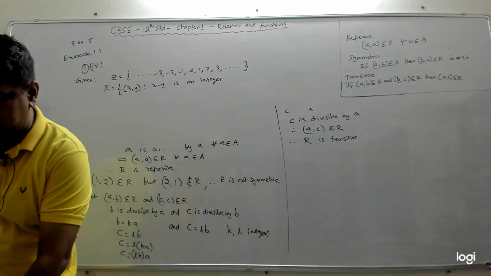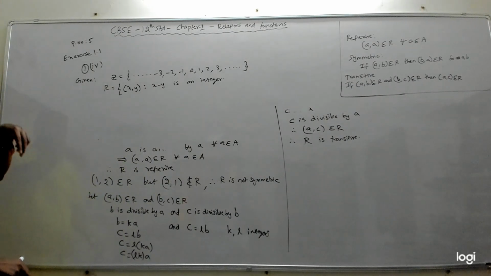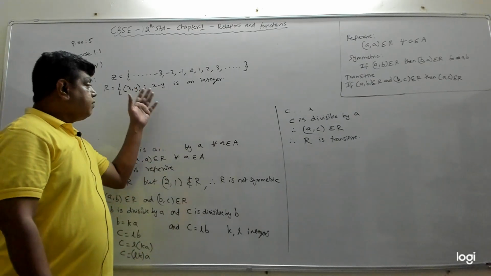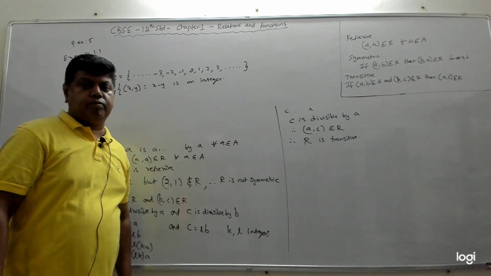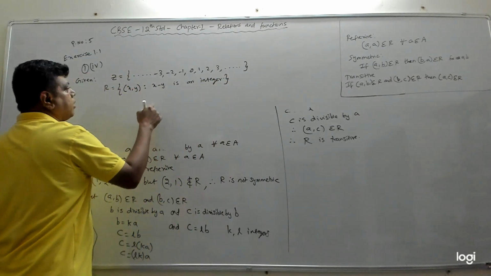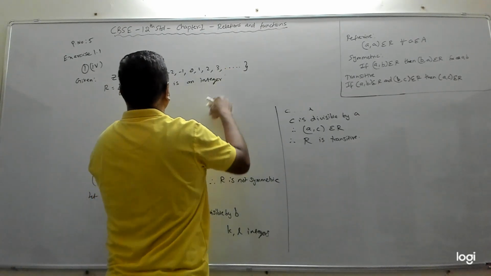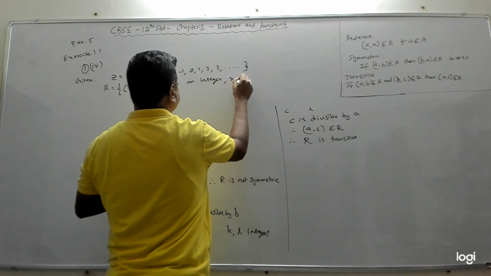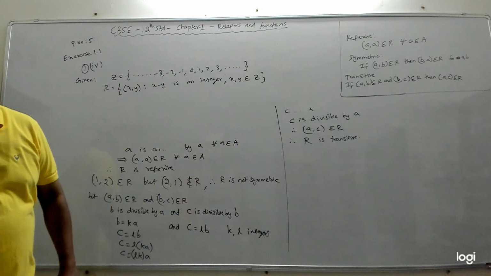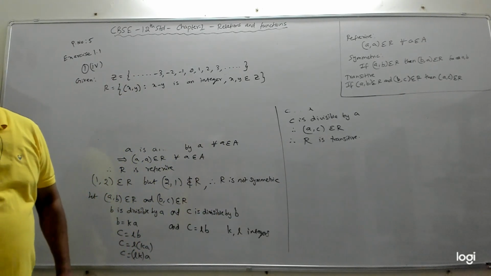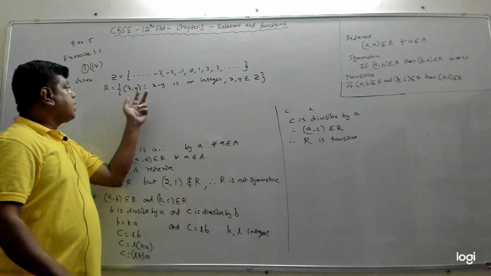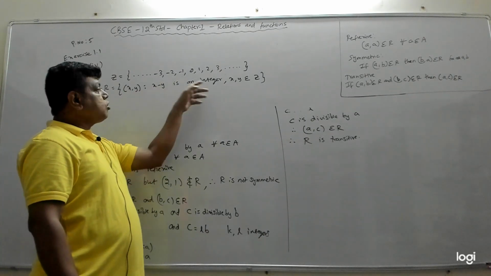X minus y is an integer. Now we need to check whether it is reflexive, symmetric and transitive. So two numbers x and y are related. Obviously, x minus y is an integer. Obviously your x and y come from the set Z. Now two elements are related when the difference is also an integer.